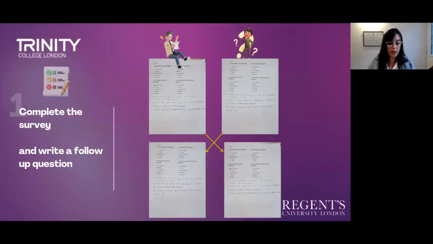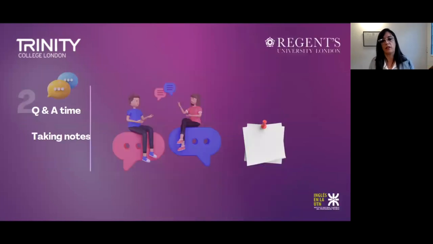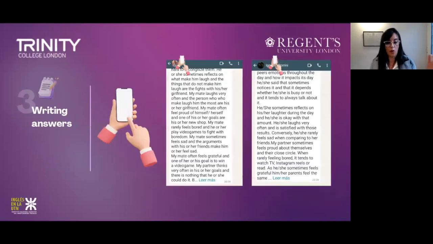The students filled out their grid individually and added a follow-up question. So they have all the questions and they had to add a follow-up question. Then they exchanged the surveys and we did a Q&A question type taking notes. So the follow-up questions were asked and the answers were written. Using their cell phones, they transformed all the information into a text using WhatsApp.